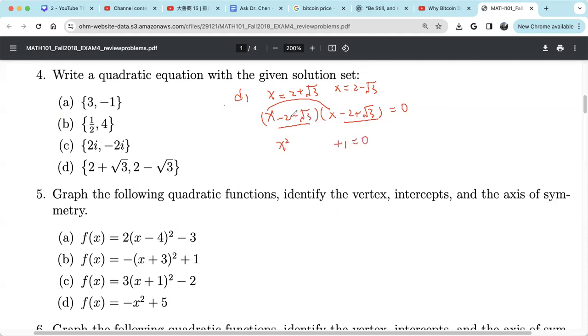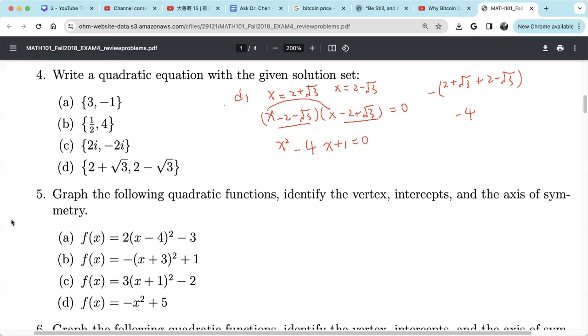And the middle term: we have this one multiplied by x plus this one multiplied by x. So for the term before x, we just add those two. So we have 2 plus radical 3 plus 2 minus radical 3, then we put a negative sign in front. So 2 plus 2 is 4, radical 3 minus radical 3 is 0. So we got negative 4, so we got minus 4x.